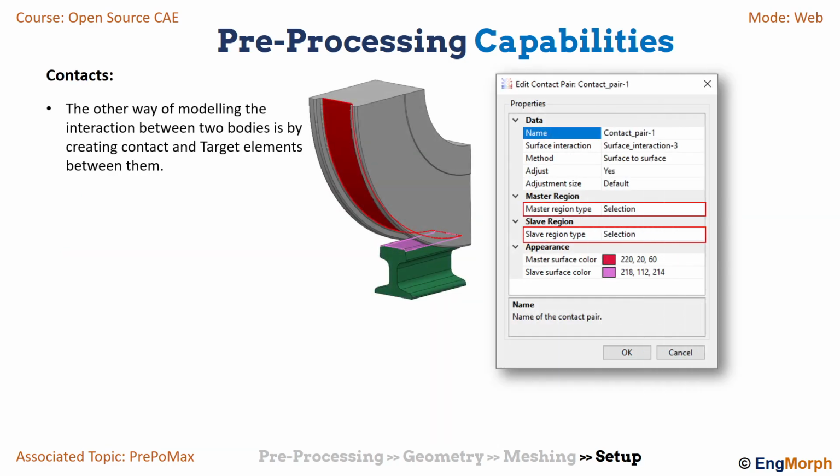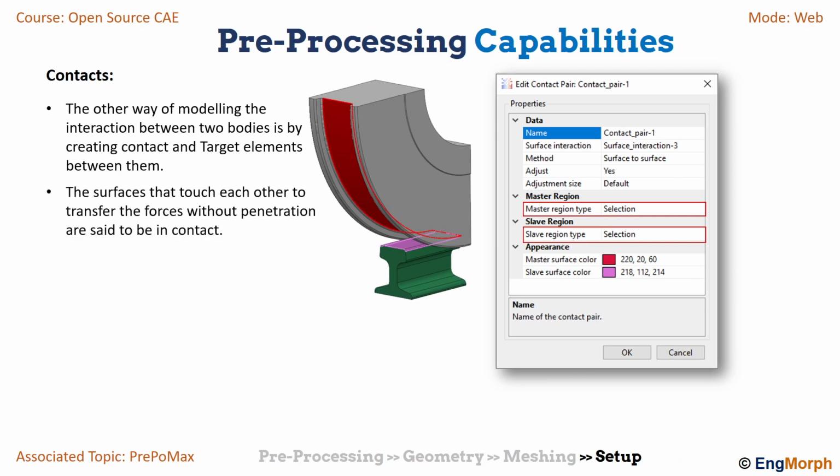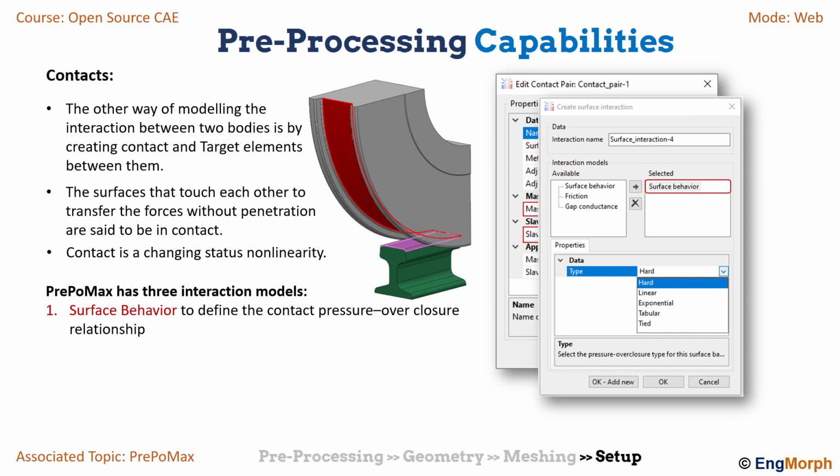The other way of modeling the interaction between two bodies is by creating the contact and target elements between them. The surfaces that touch each other to transfer the forces without penetration are said to be in contact. Contact is a changing status nonlinearity. PrePoMax has three interaction models.